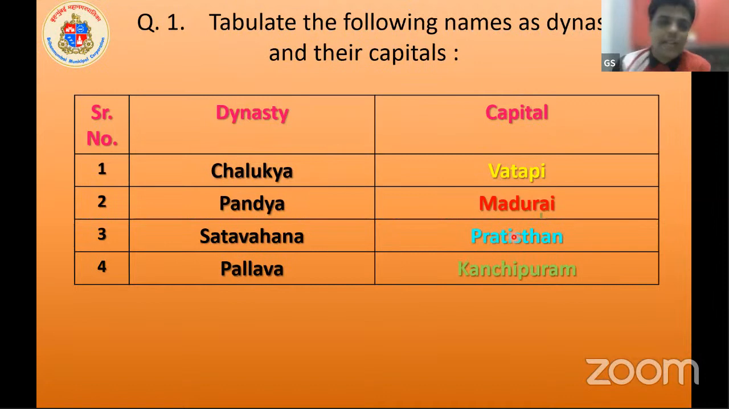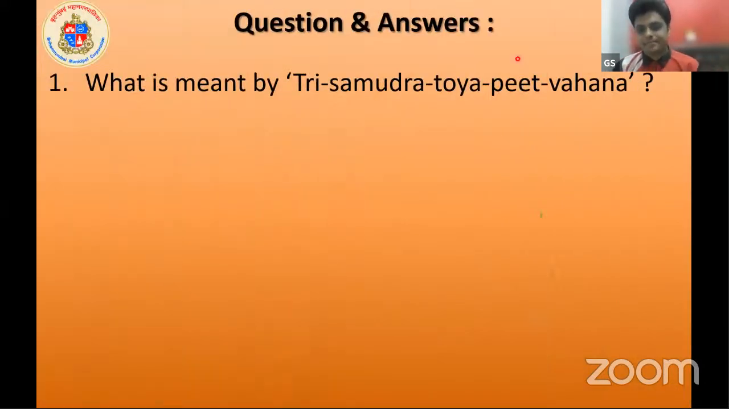The capital of Chalukya dynasty, Vatapi. Those who have written Badami, they are also right, because Badami and Vatapi are the name of the same place. Vatapi was the name in the ancient time, and today it is Badami. That is the correct answer. Then Pandya dynasty. The answer given was Madurai. Absolutely right. Then the capital of the Satvahana dynasty was Pratishthan. Absolutely right. And the capital of Pallava dynasty was Kanchipuram. Correct. All of you have given the correct answers. Very good, all of you. Let us move to the next slide.